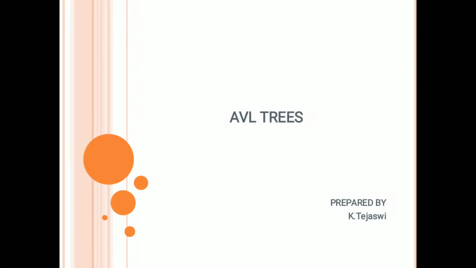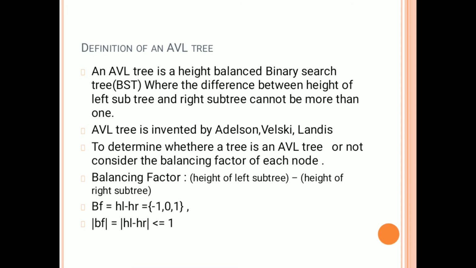Today we are going to explain about AVL trees. So the definition of an AVL tree is: an AVL tree is a height balanced or self-balancing binary search tree where the difference between the height of the left subtree and right subtree cannot be more than 1. An AVL tree was invented by Adelson, Welsky and Landis, and is named after them.